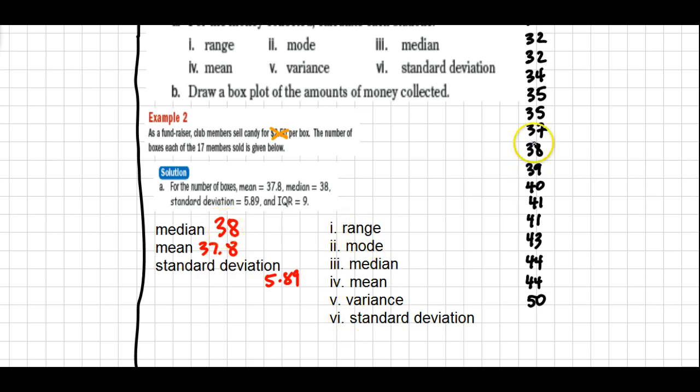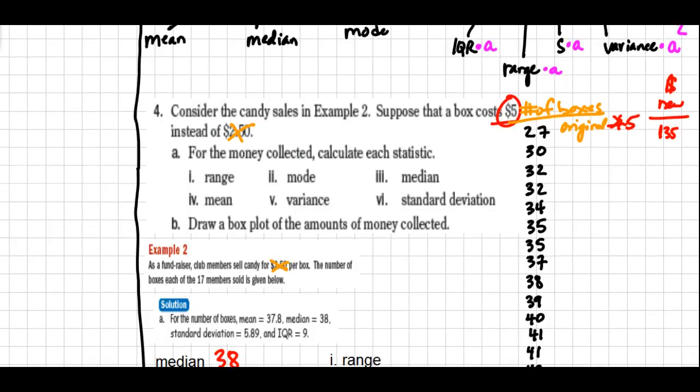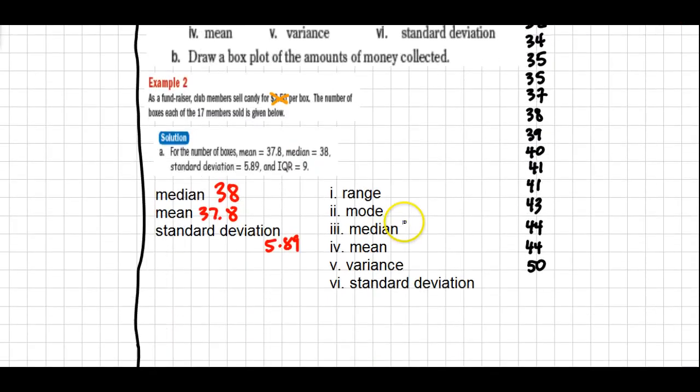The original list has a median of 38. To get the median of the new list, we would simply multiply by 5. So we're going to do 38 times 5 to find the new median, which represents how much money they collected. So that's going to be 190. We'll do the same thing for the mean.